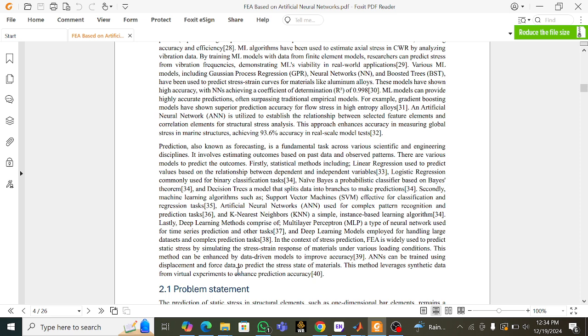In the context of stress prediction, FEA is widely used to predict the static stress by simulating stress and strain of material under various loading conditions. This method can be enhanced by data-driven models to improve accuracy. So now an artificial neural network can be trained using the displacement and force data to predict the stresses of material. This method leverages synthetic data from virtual experiments and hence improves prediction accuracy.